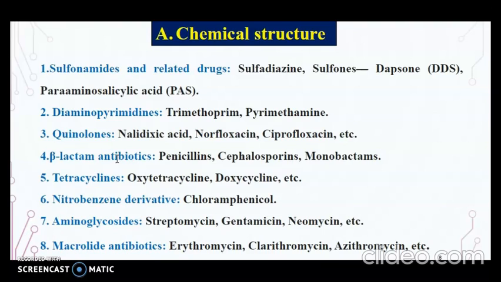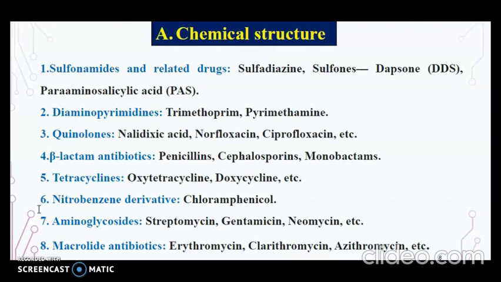Sulfonamides and related drugs consist of sulfadiazine, dapsone, para-aminosalicylic acid, that is PAS. Diaminopyrimidines consist of trimethoprim, pyrimethamine. Quinolones consist of nalidixic acid, norfloxacin, ciprofloxacin. Beta-lactam ring antibiotics consist of penicillins, cephalosporins, monobactams. Tetracyclines consist of oxytetracycline and doxycycline. Nitrobenzene derivative, chloramphenicol.